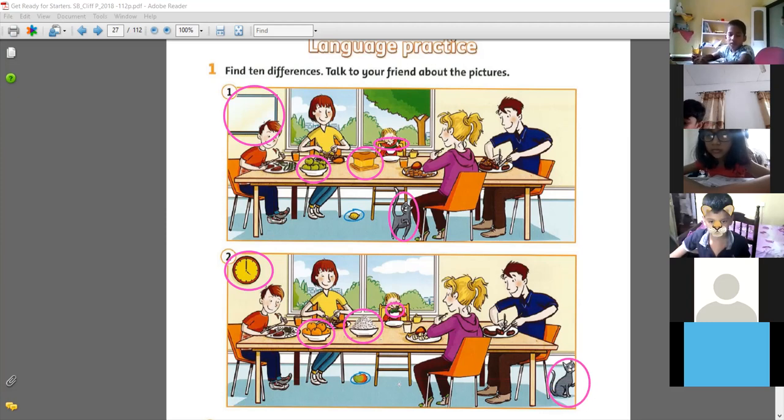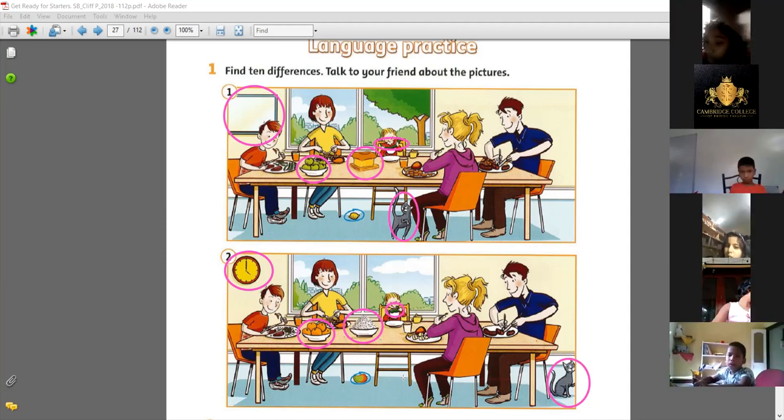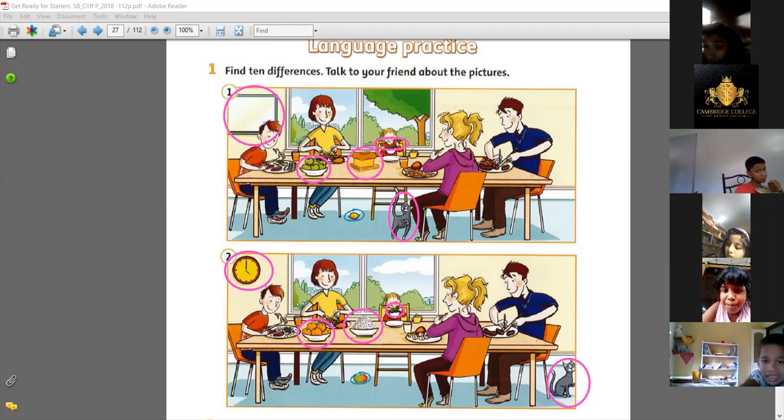Now you can see a few more differences. Here there is a tree, but here there isn't a tree. So circle now. Everybody circle.